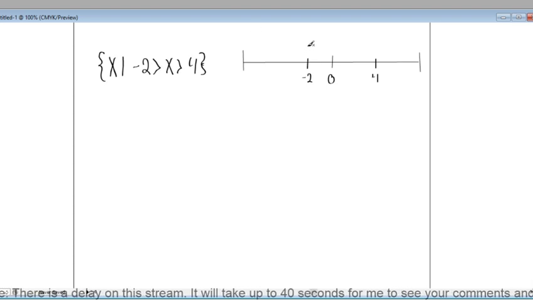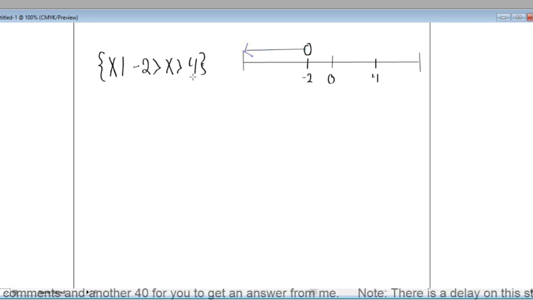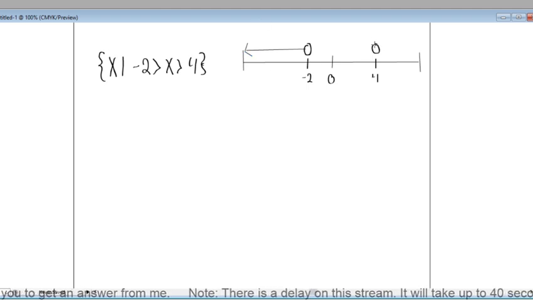We cannot be equal to -2, so we will use an open circle. Since -2 is larger than x, that means that x has to be smaller than -2. So our line is going to extend from -2 into -infinity. Similarly, x must be greater than 4, not equal to, so we're going to use an open circle. And then x must be larger than 4, so it goes into positive infinity. Again, two lines.